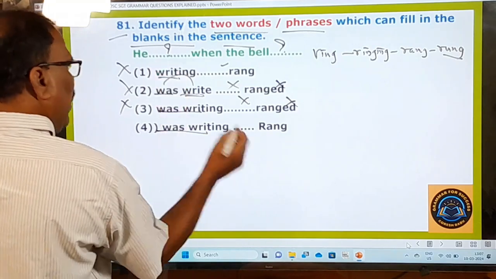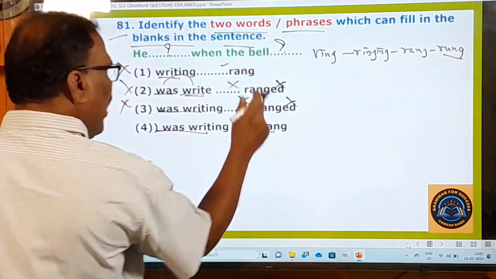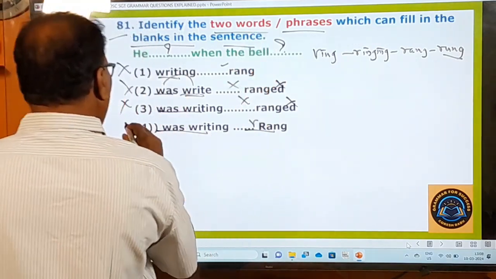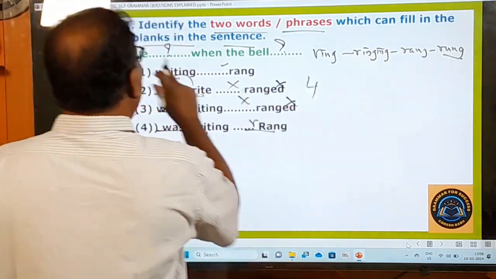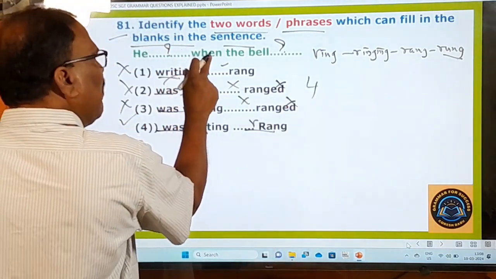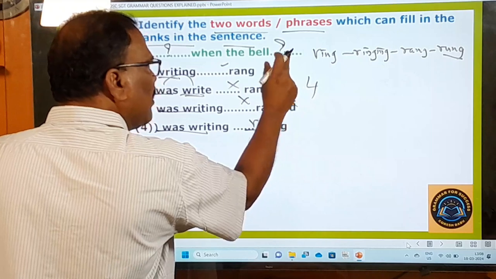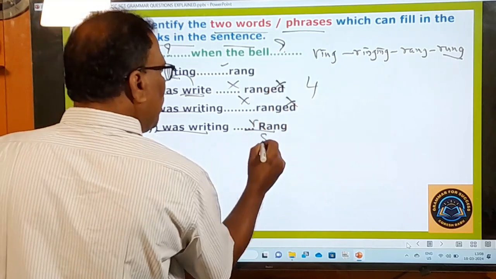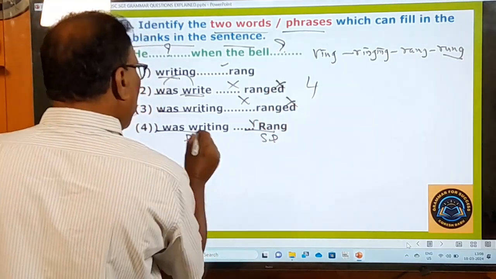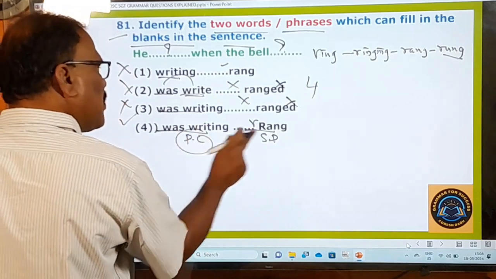"Was writing", okay. "Rang" is also okay, right? And here it should be in the small letter. This fourth one is the right one, because "he was writing when the bell rang." So this is in the past continuous, and this is in the simple past. "Was writing" is past continuous, "rang" is simple past.